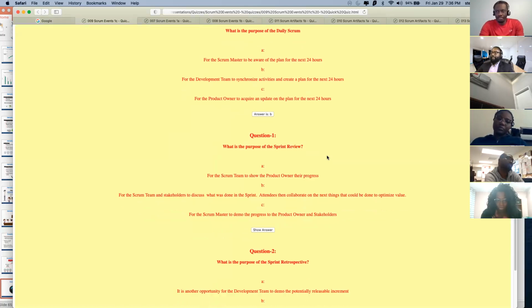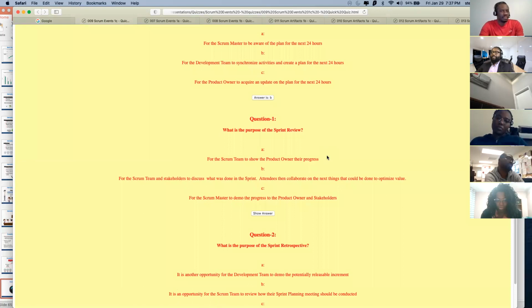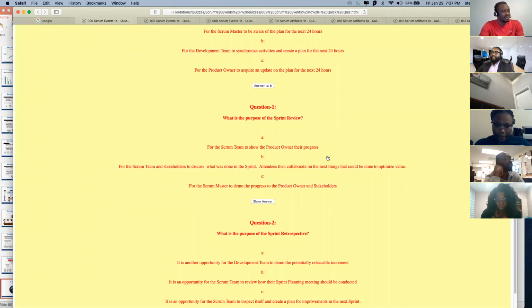Okay, so it's B. Next one, what is the purpose of the sprint review? A, for the Scrum team to show the product owner their progress. B, for the Scrum team and stakeholders to discuss what was done in the sprint. Attendees then collaborate on the next things that could be done to optimize value. C, for the Scrum Master to demo the progress to the product owner and stakeholders.